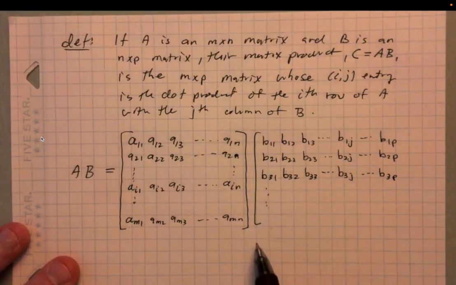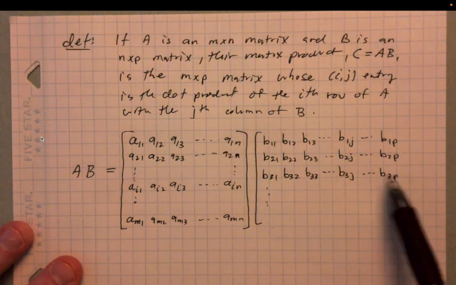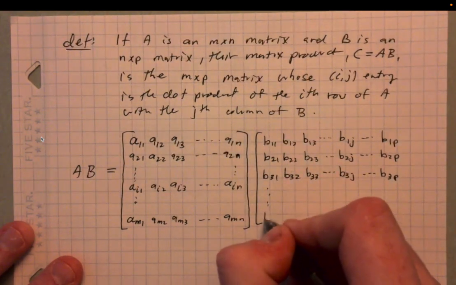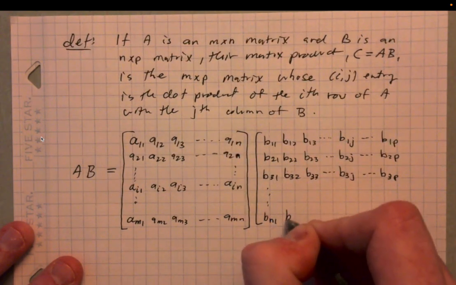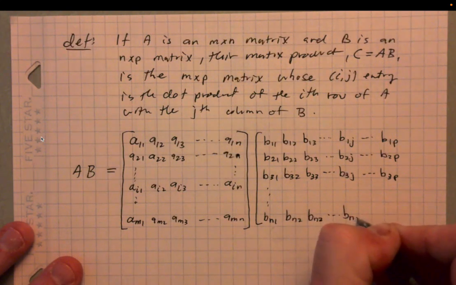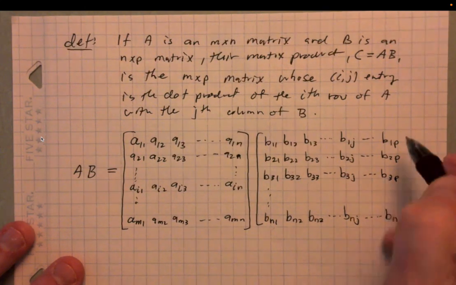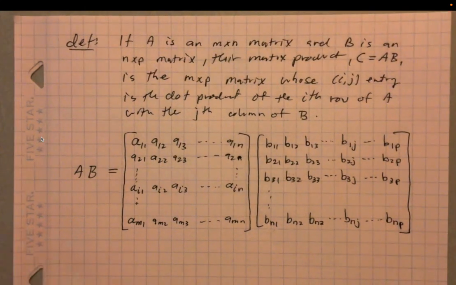Remember, B is going to have n rows and P columns. So we've got the P columns here. Now I need to go down to BN1, BN2, BN3, dot, dot, dot, BNJ, dot, dot, dot, BNP. Okay, so here's my A and my B written out in component form.